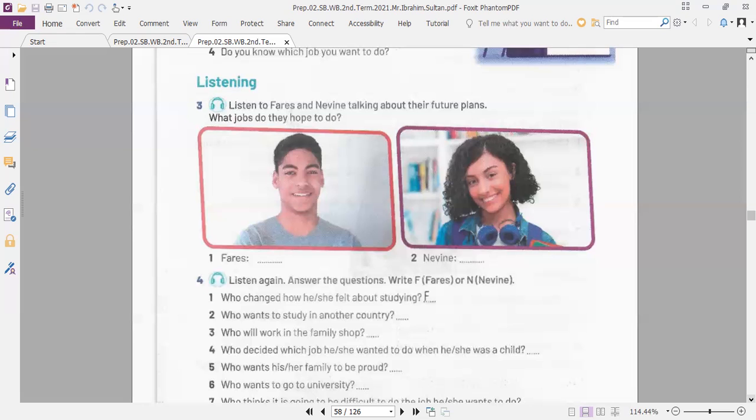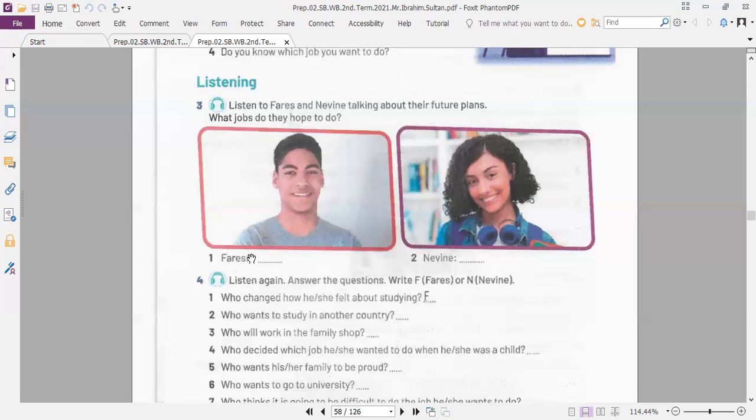Okay? Yes. Now tell me, what is Faris' job in the future? The manager of the family shop. Very good. And what is Niveen's job in the future? She is going to be a doctor. Very good.